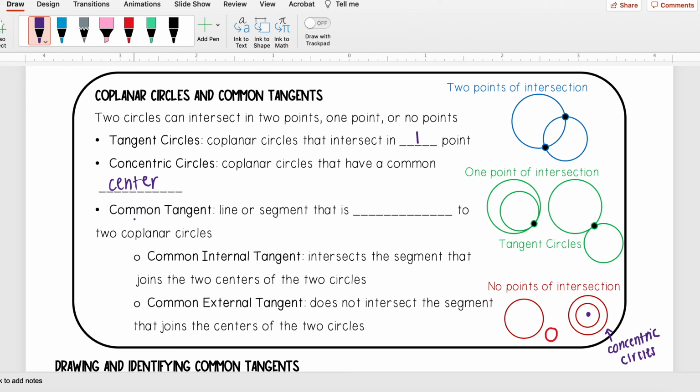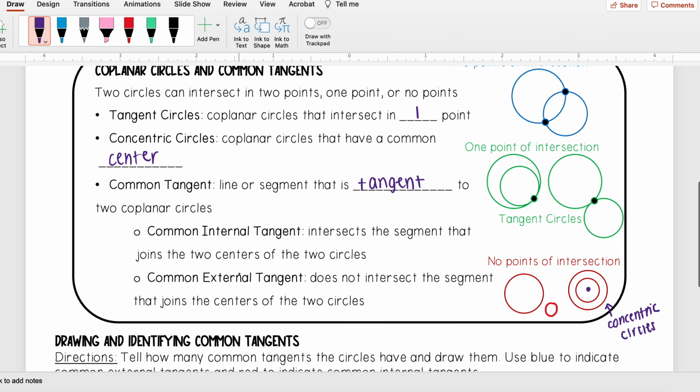And now what we're going to be looking at is common tangents. And those are lines or segments that are tangent to two coplanar circles. So first we have common internal tangent, and that is a tangent that intersects a segment that joins the two centers of the two circles. And a common external tangent does not intersect the segment that joins the center of the two circles.